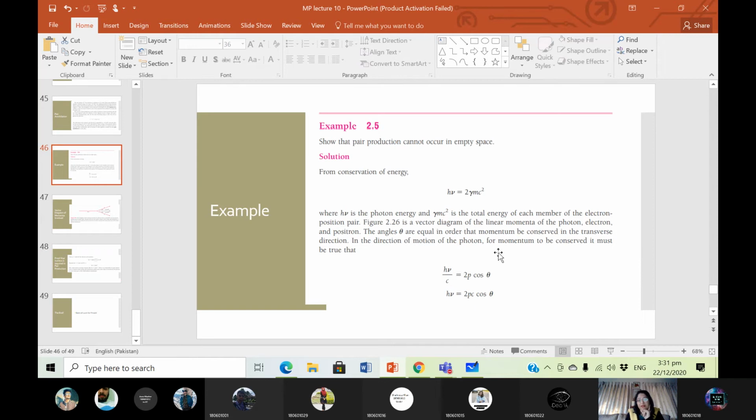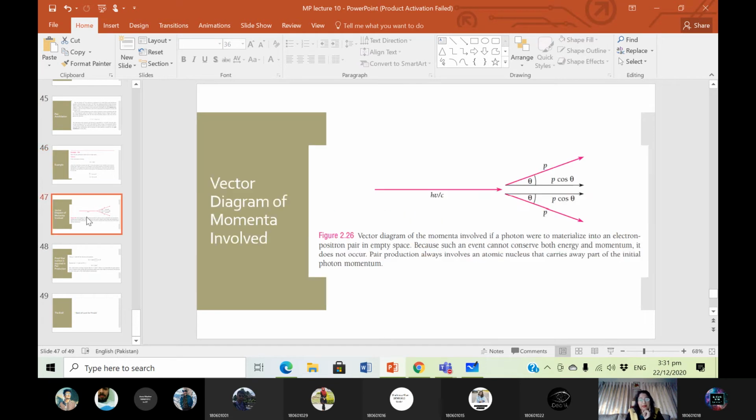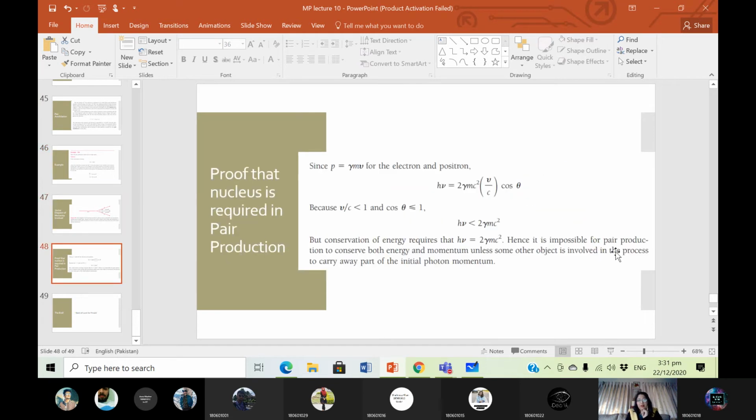हमने ये यहाँ पे conservation of momentum को use किया है. So there's something missing here. So basically we're saying that according to the linear momentum conservation, 2h nu is less than 2 gamma mc squared. But we need it to be equal to 2 gamma mc squared, okay?